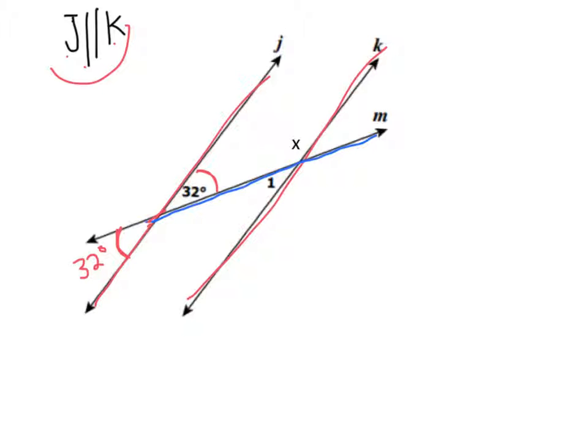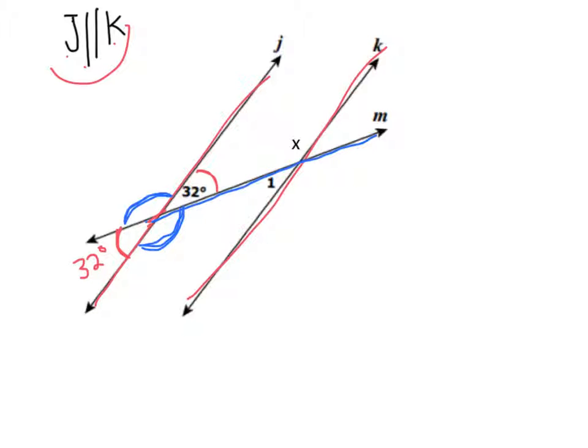Now, on the flip side of that, I also have this large angle right here, which has an opposite right here that's exactly the same. So within each little intersection point, we have four angles, which are really just two of the same ones that repeat. So I have two 32s, and then I have two of these blue angles as well.